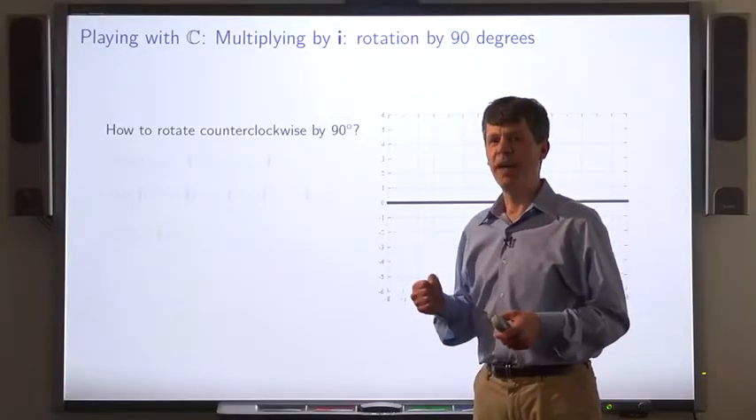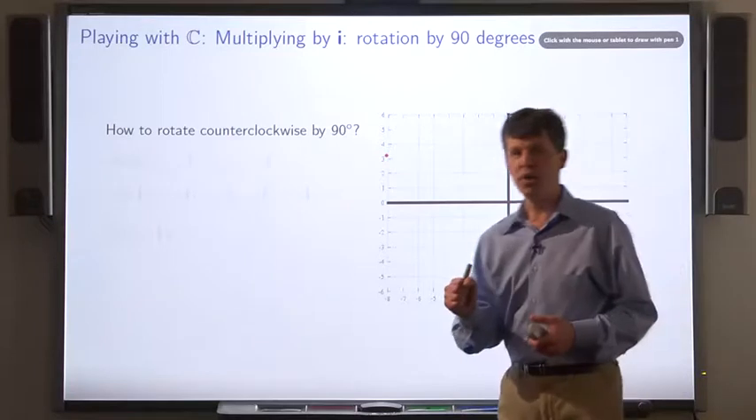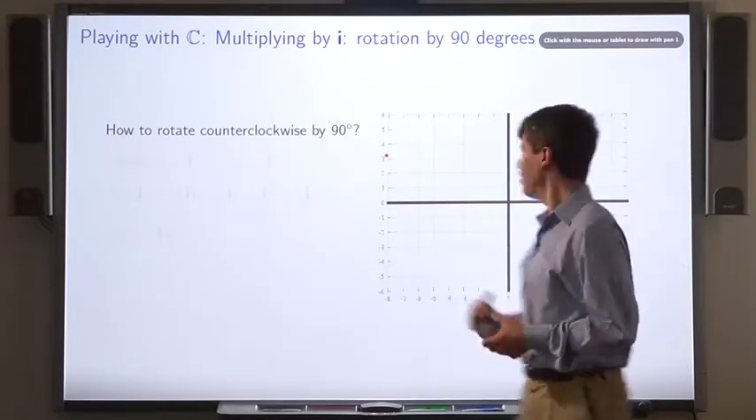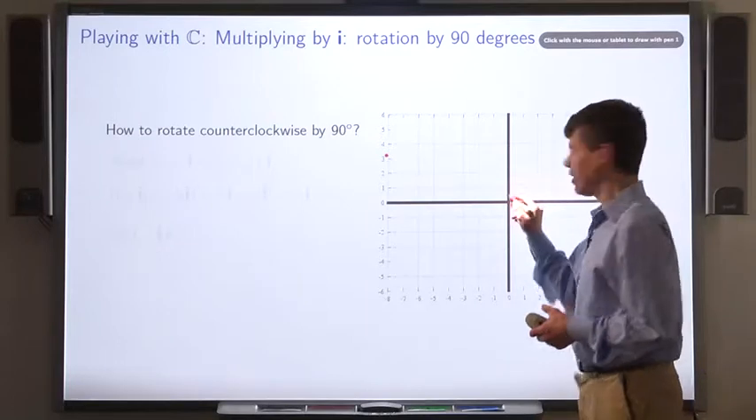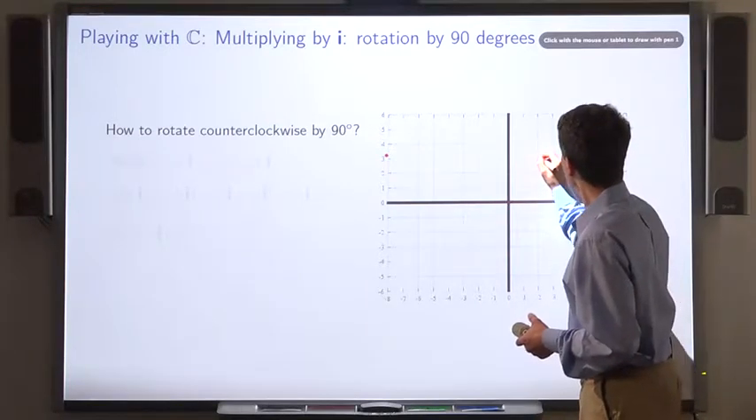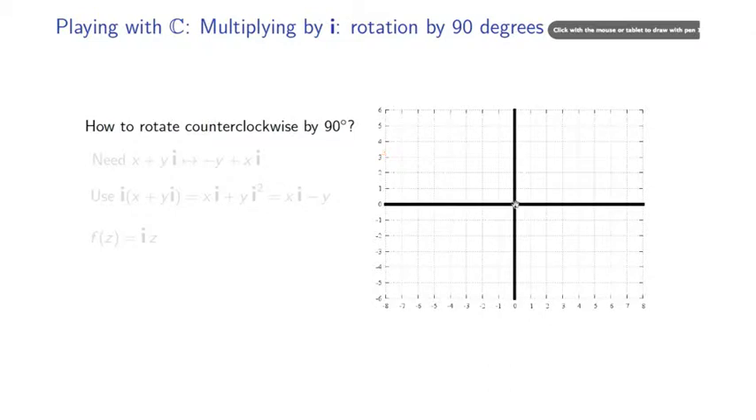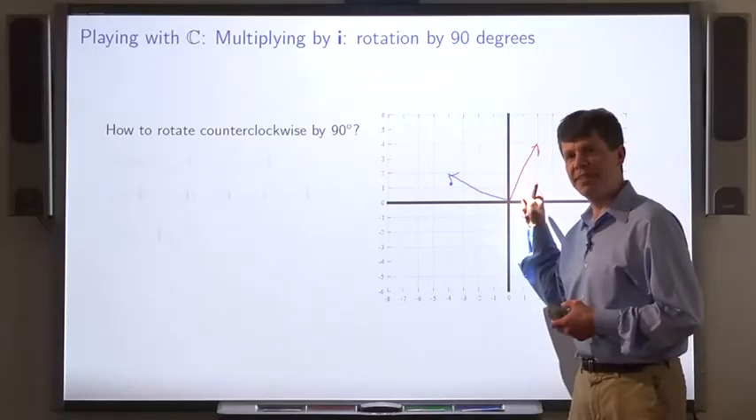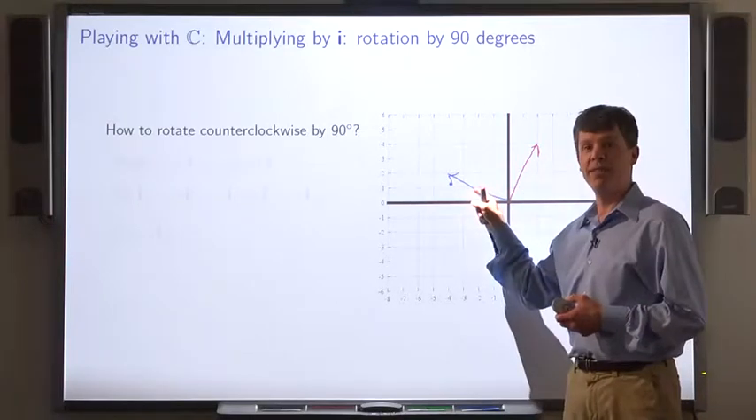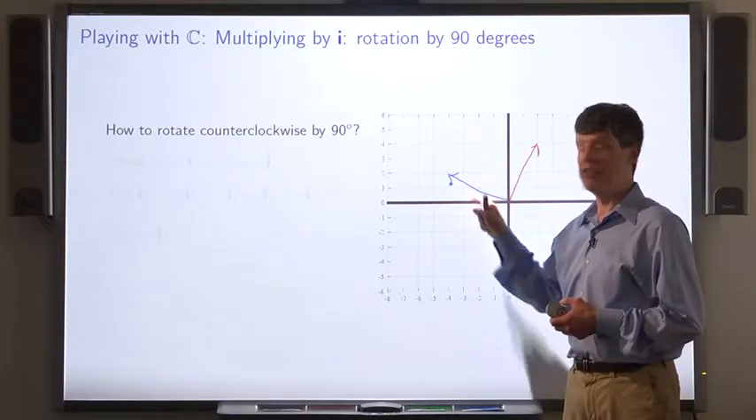How would we rotate by 90 degrees? Let's say we start with the complex number 2 plus 4i. So that's represented by the arrow that goes 1, 2, 3, 4. Rotating that 90 degrees should give us this arrow, represented by the arrow that goes 4 units to the left and 2 units up. This is the complex number 2 plus 4i. This is the complex number minus 4 plus 2i.